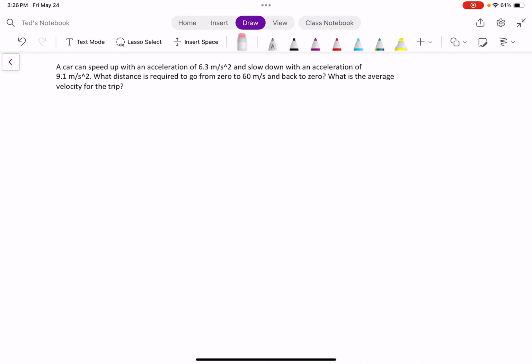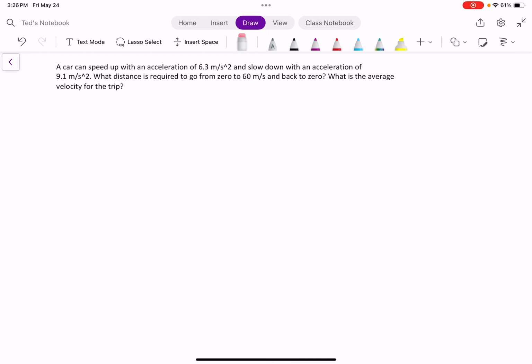Here's an example of a constant acceleration problem. A car can speed up with an acceleration of 6.3 meters per second squared and slow down with an acceleration of 9.1 meters per second squared. What distance is required to go from 0 to 60 meters per second and back to 0? And what is the average velocity for the trip?